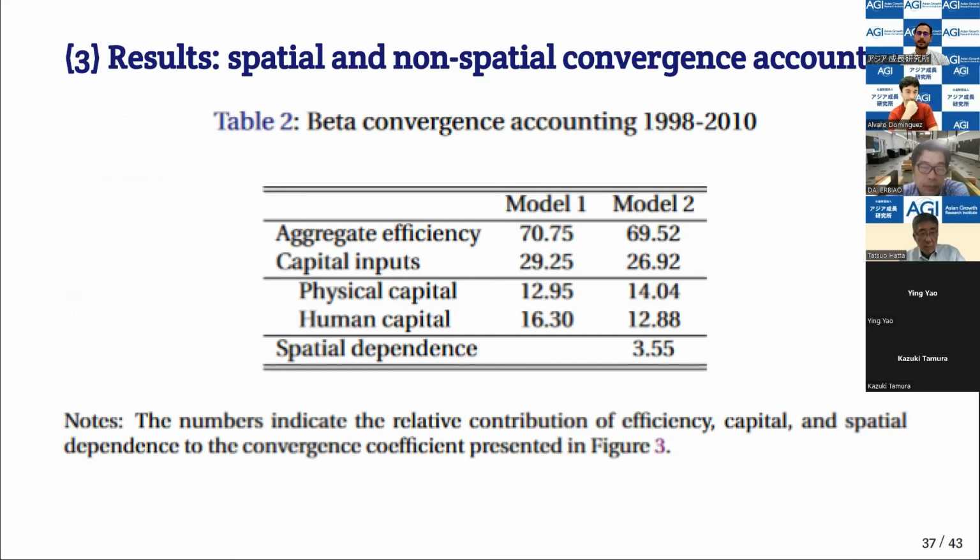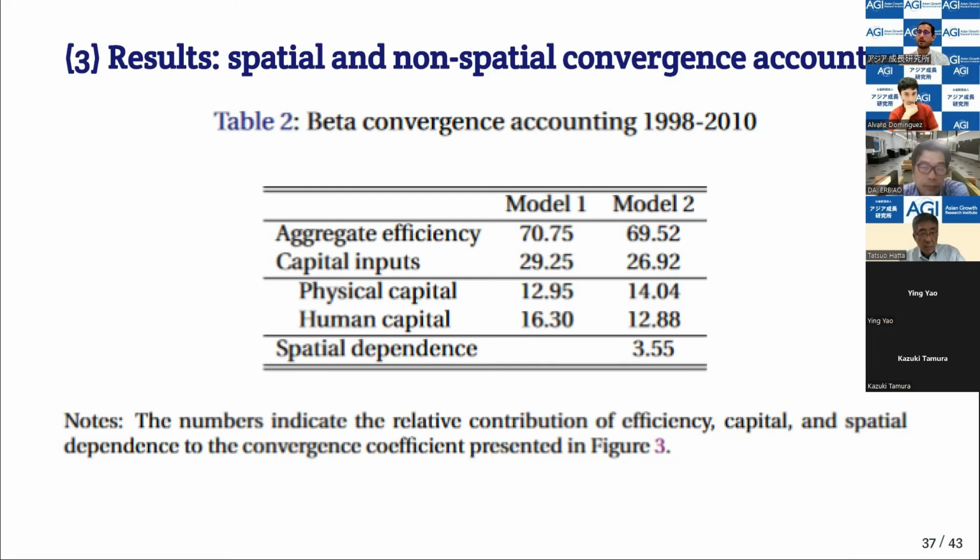Now, what does this table show? It shows the contribution of each of the inputs in our growth equation and their contribution to the overall convergence. So model 1 is a traditional model without the role of space. Here we have that aggregate efficiency, which is sometimes called technology or total factor productivity, explains about 70% of the convergence of Chinese provinces over this period. Capital inputs explain about 30%, with physical capital explaining about 13% and human capital 16%. Now, this is the traditional standard model in the literature.